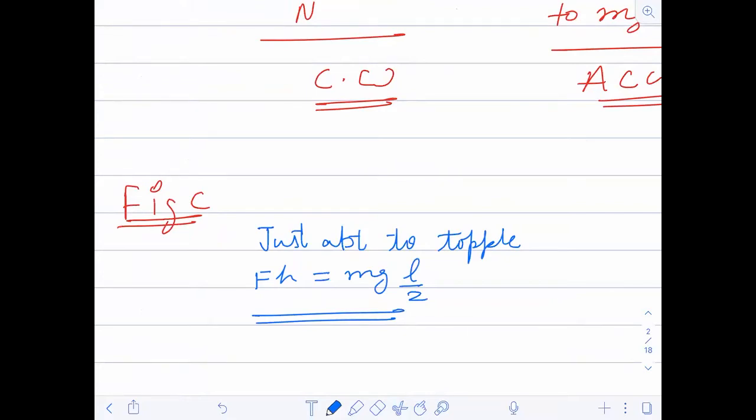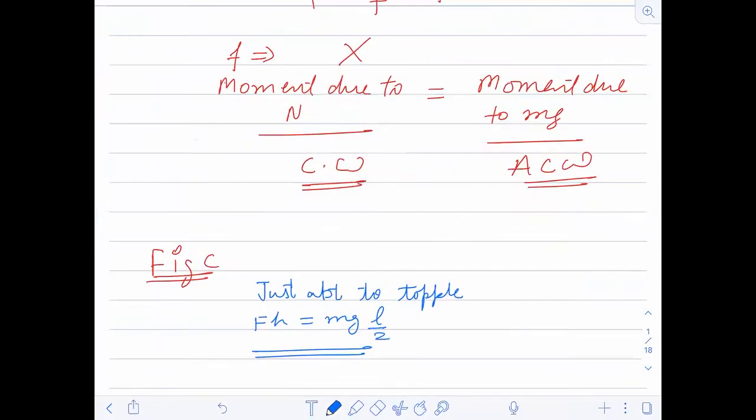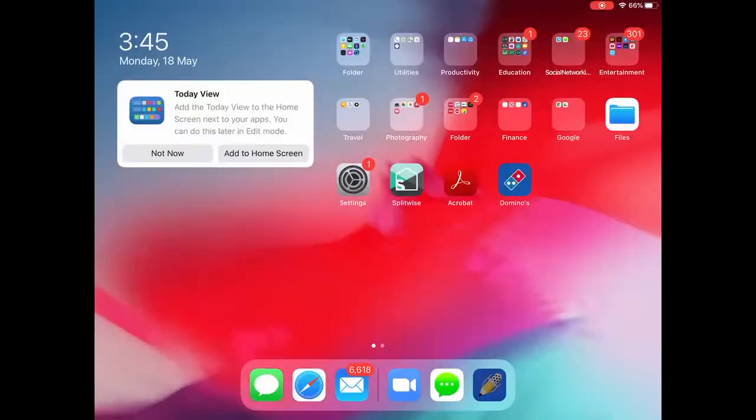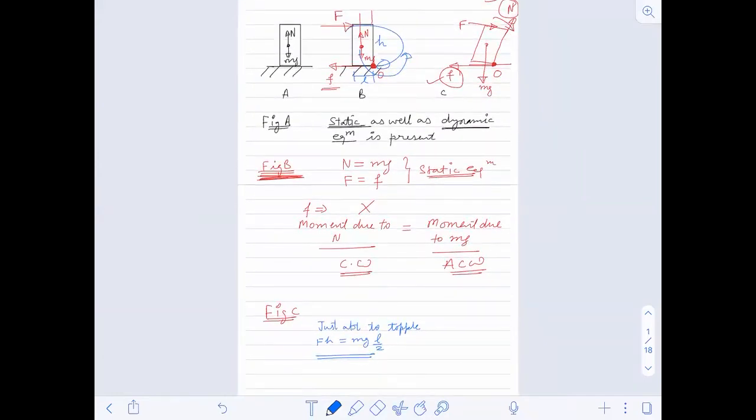Anybody having doubt in this toppling case? This is also called shifting of normal. I will leave the screen like this. If you have any doubt, please ask.